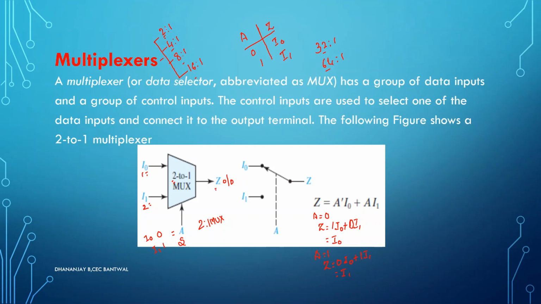Similarly, 2, 4, 8 and 16 are all your data inputs. 32 and 64 are also data inputs. The second number, 1, in each case, is your data output.